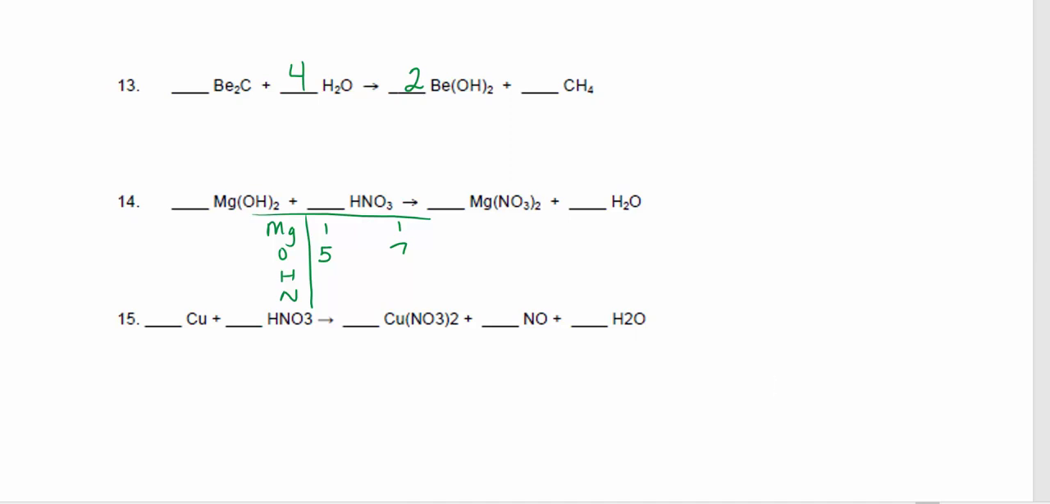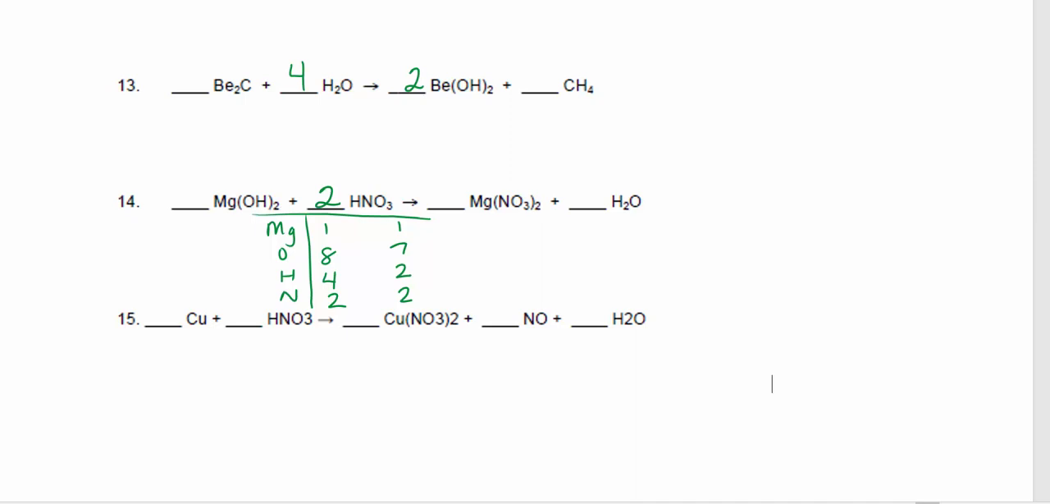I have 3 hydrogen on the reactant side and 2 on the product side. And for nitrogen, I have 1 nitrogen on the reactant side and I have 2 on the product side. So immediately I want to put a 2 in front of my nitric acid. That's going to change my H, N, and O. So now on the reactant side, I have 2 plus 6 is 8 oxygen atoms. I have 4 hydrogen atoms and 2 nitrogen atoms.